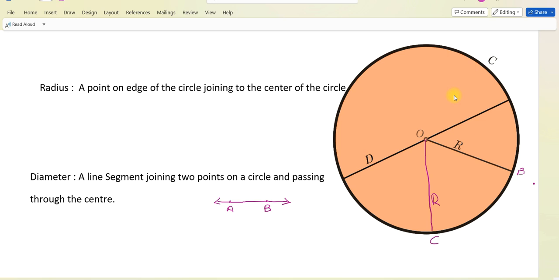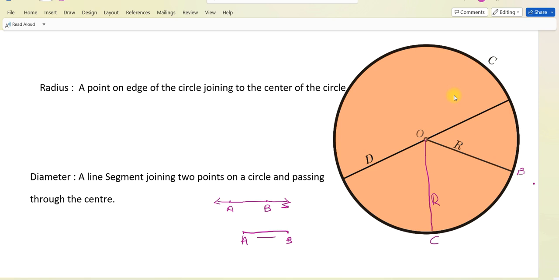Now what is a line segment? A line segment is nothing but a line which has two definite end points, and which is measurable. With a line that moves infinitely, you will not be able to measure exactly. But a line segment has two end points, so it can be measured. This is called a line segment.